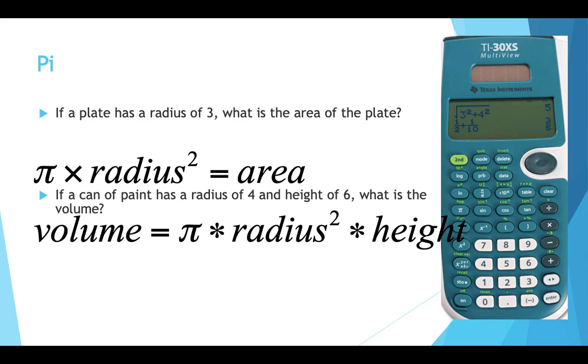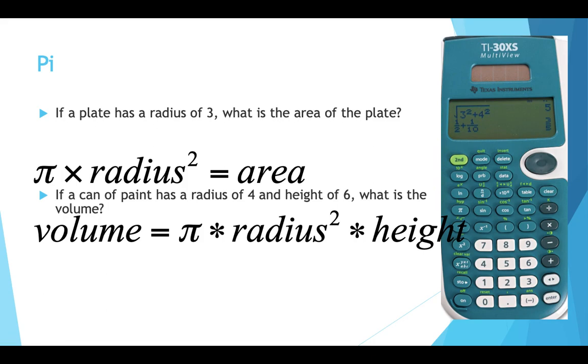Same thing for the next problem. If a can of paint has a radius of 4 and a height of 6, what is the volume? Yet again, you'll first hit pi, and then you'll say times, and the radius of this one's 4, and then it's x squared because you're squaring that. So you hit that x squared button, and then say times the height, and the height is 6.